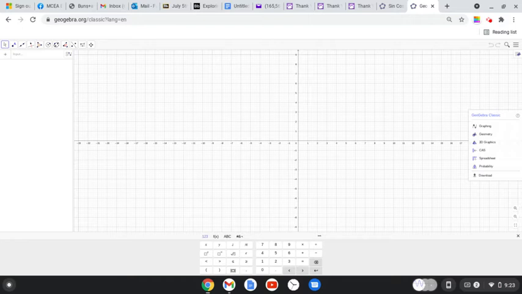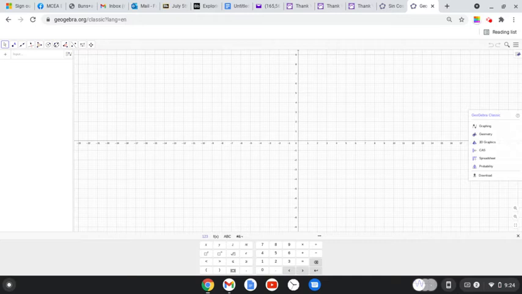GeoGebra is an open source resource, and the advantage of that is that basically anybody can use it. Also, it helps that it's an online platform so that students can use it from anywhere, and they're not restricted to a handheld device like a graphing calculator. The drawback is that it takes a while for people to understand how to use it. But once you get over that, it has many uses for helping students visualize mathematical concepts.